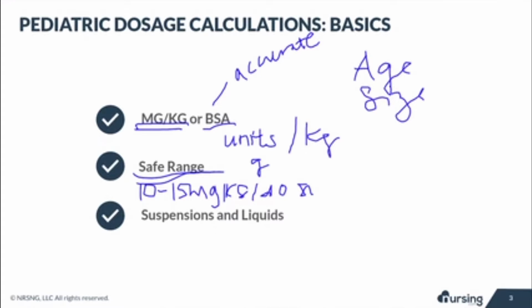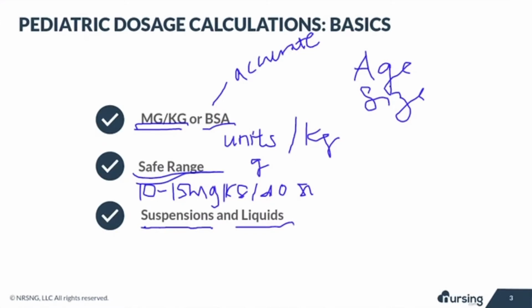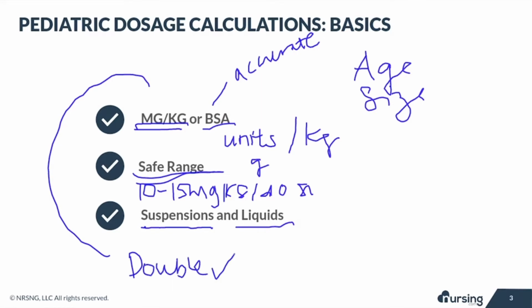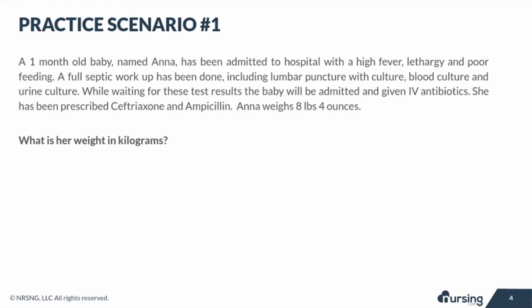Another variable that we need to consider for children that doesn't come up as often with adults is giving medications in suspensions and liquids. And what this means practically is that there's an extra calculation that has to be done to figure out how many milliliters should be given in order to give the correct dosage in milligrams. Now, all these variables added together means that we have an increased risk for medication errors when giving medications to kids. So just make sure that you're always double checking your math and that you get help if you aren't sure. All right, so let's get started with our scenarios.